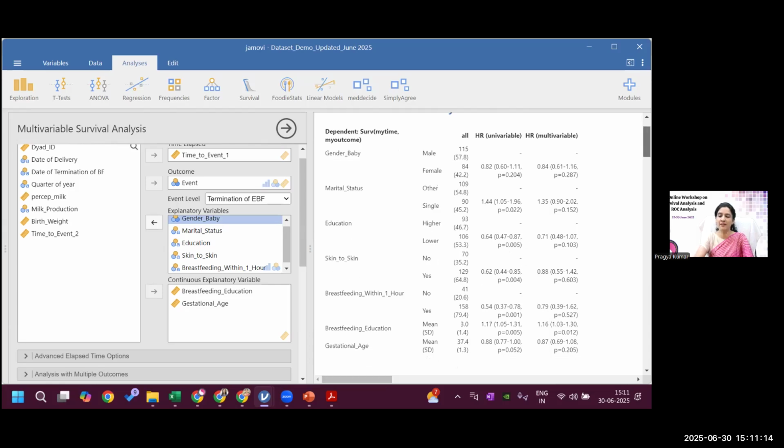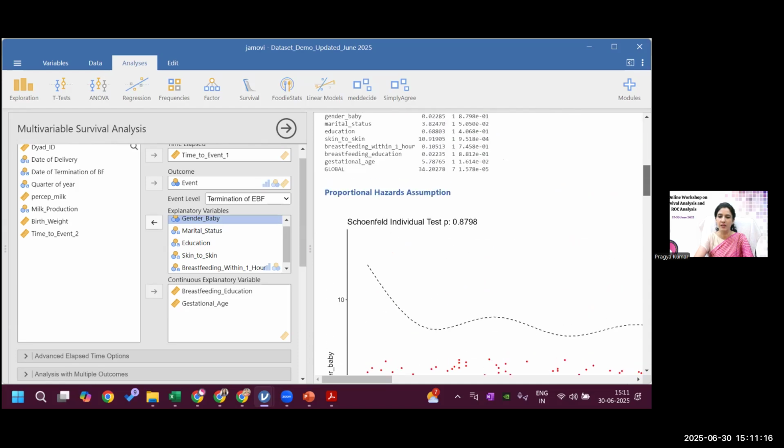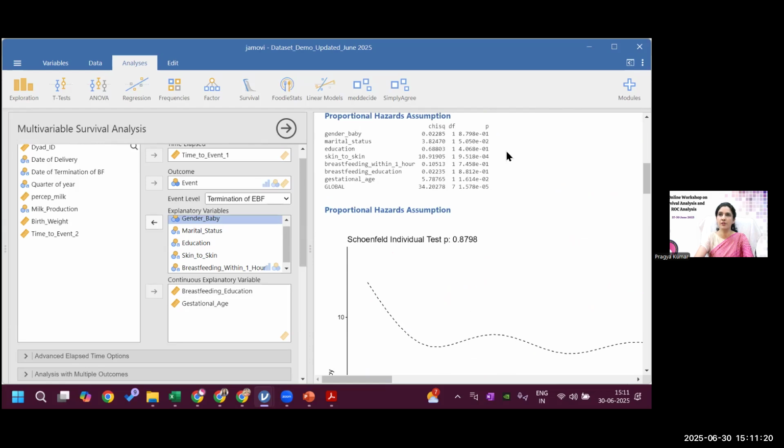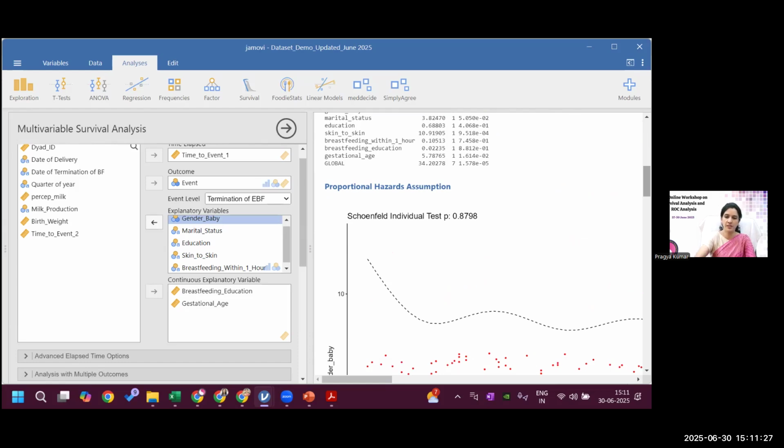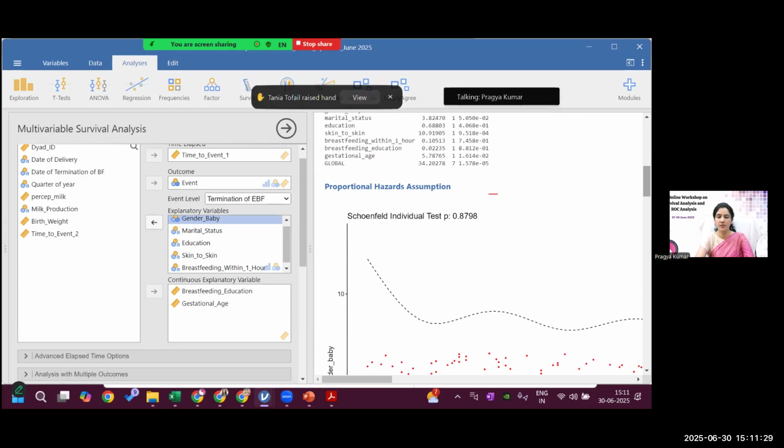Actually, initially I was explaining this one. There's a difficulty in explaining this e to the power 1 because you will have to convert it into decimal. So it's better that you see the value which is lying here.